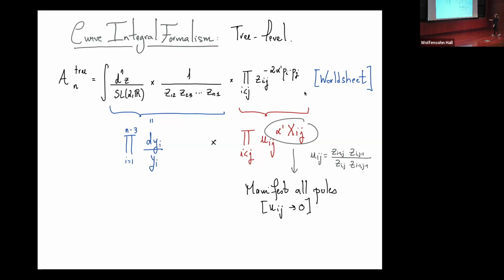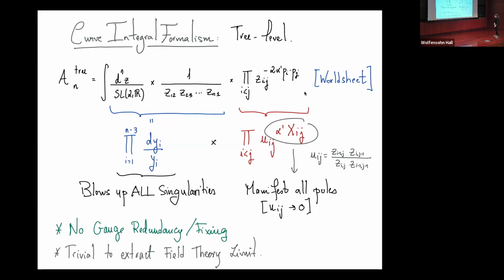And so the integral will develop a singularity, in this case, in the location where the respective uij goes to 0. And as for the integration measure, it just gets replaced by this logarithmic form in the y's, which automatically blows up all the singularities for you. So this is associated with the fact that in this representation, we don't need to gauge fix the worldsheet symmetry, and consequently, we can extract the field theory limit very easily.